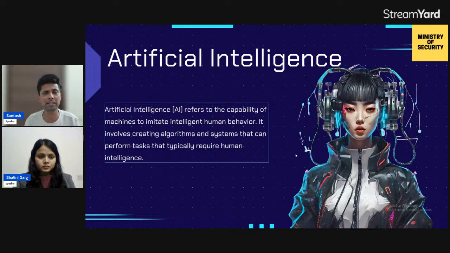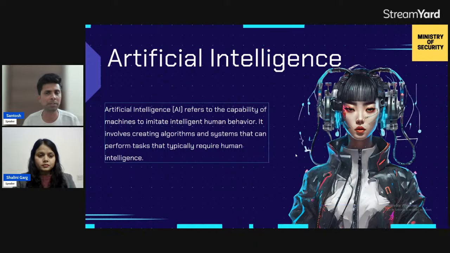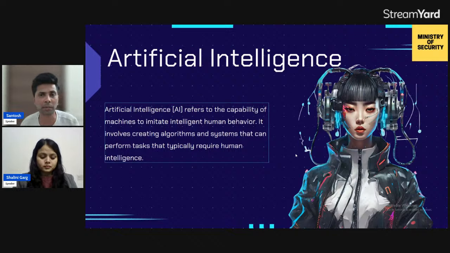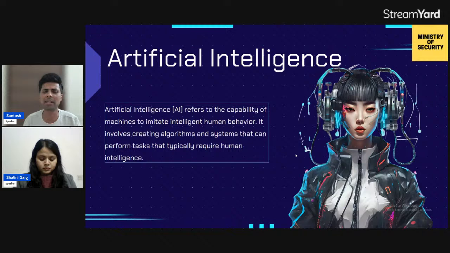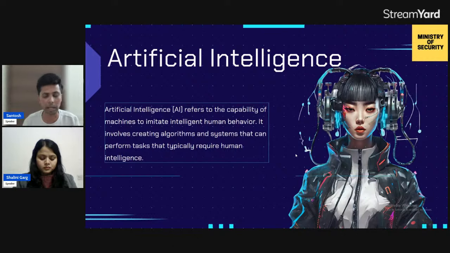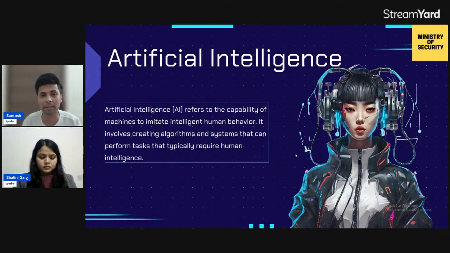So artificial intelligence has been in existence for a long time, but the focus increased in recent times with the development of many artificial intelligence tools, technologies and products which you use in your day-to-day life. It's something which can typically perform human tasks using human intelligence, though it is not exactly human intelligence. It's more like artificial intelligence, which can mimic human intelligence to perform certain tasks.